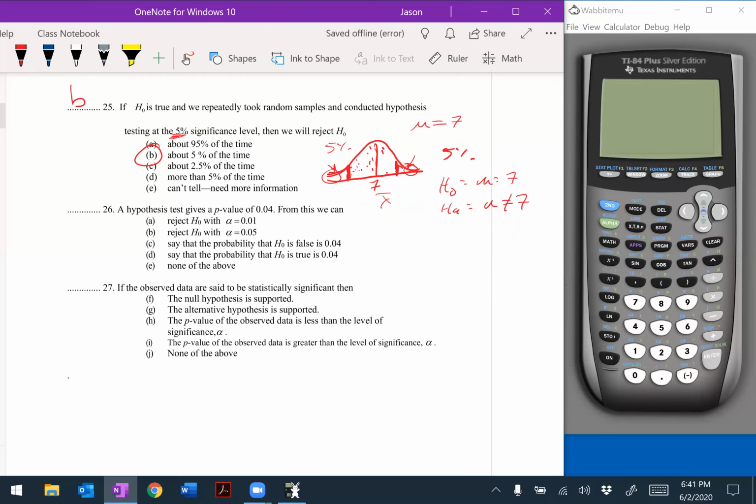Okay, a hypothesis test gives a p-value of 0.04.